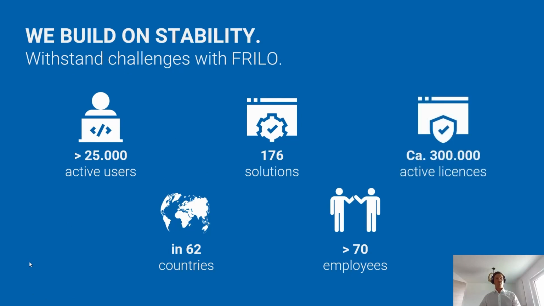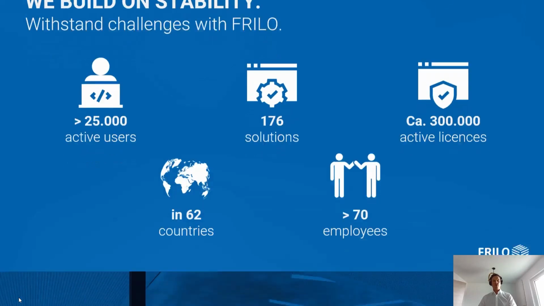Frilo has more than 25,000 active users, distributed around 62 countries in the world. As I already mentioned, we have a big bunch of different tiny modules calculating components, and the total number is more than 170 at the moment. We have more than 70 employees located in different offices around Germany. And at the moment, we are counting around 300,000 active licenses distributed amongst our customers.